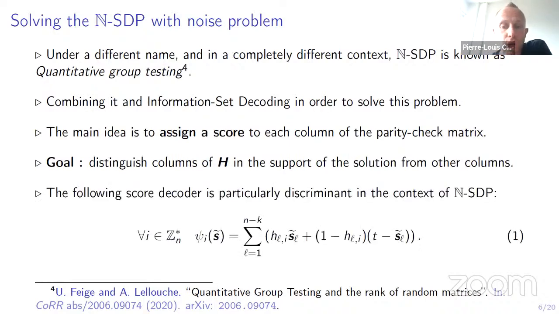So the score is described as follows. I will give you an example in the next slides, but the main idea is to consider this column of H and this noisy syndrome we obtain. We compute the scalar product between those two, and to also consider the values which are 0, we use another matrix, which is 1 minus H. We flip all the bits, the ones become zeros and zeros become ones, and we multiply it by T minus S tilde to have a value for the 0 entries.